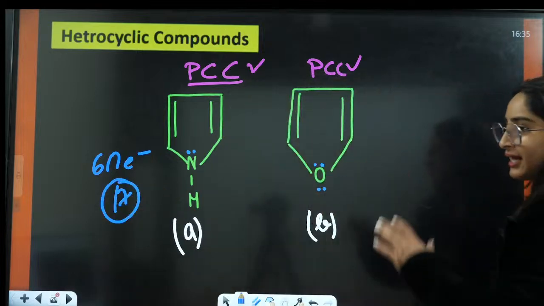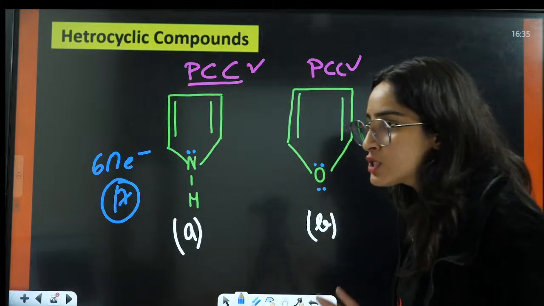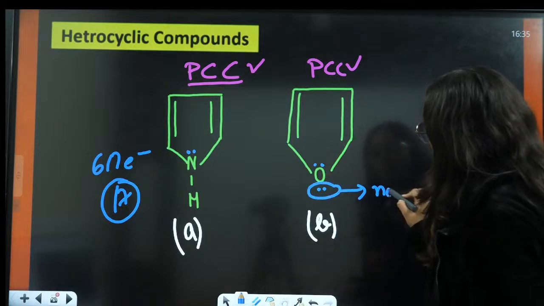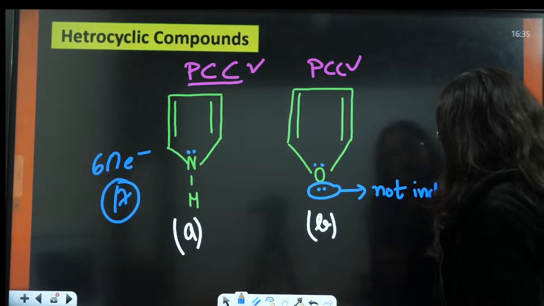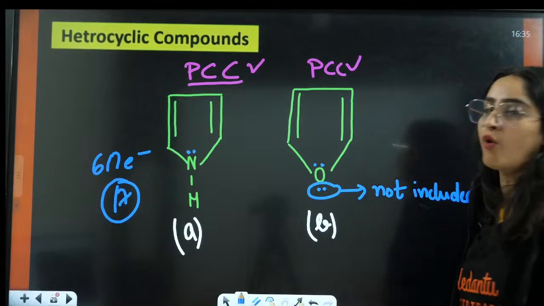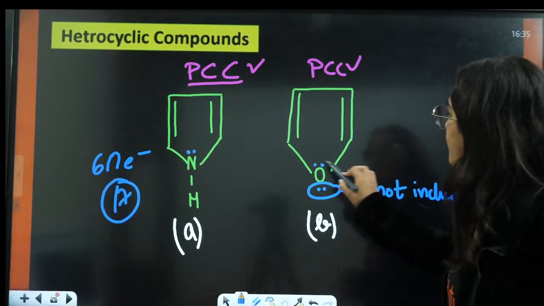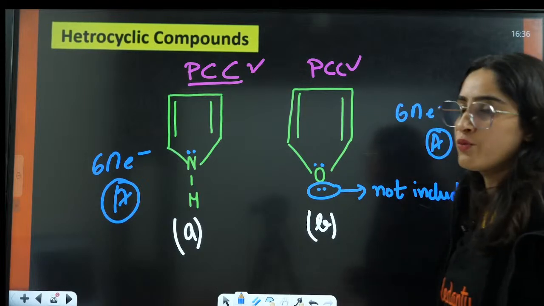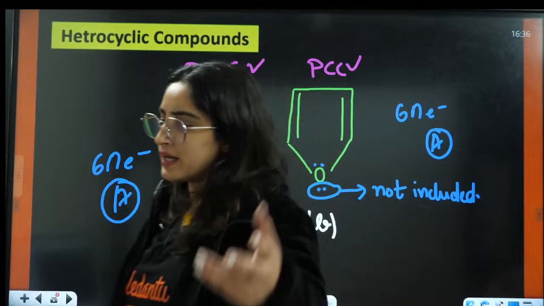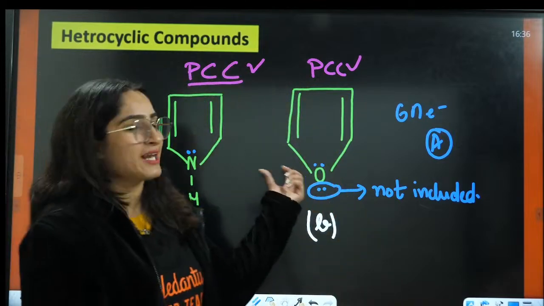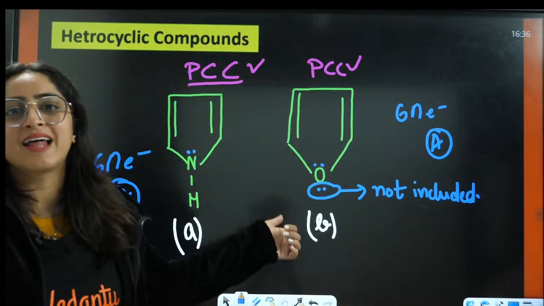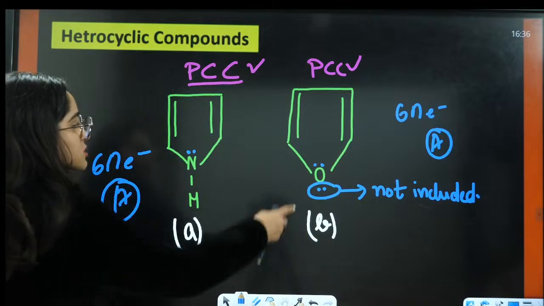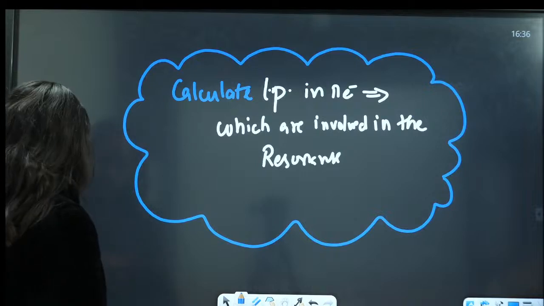For this, how many electrons? Perfect. There's 6 electrons. This electrons is not included as it is not involved in the resonance. So we will have 1, 2, 3, 4, 5, 6 pi electrons. Again, this is aromatic. So many students calculate 8 pi electrons here and mark it as anti-aromatic. This is aromatic. Okay, this lone pair is not involved in the resonance.